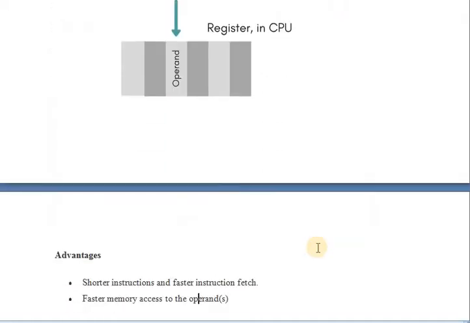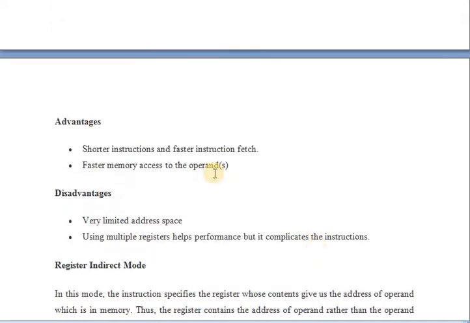Now next we will see the advantages. Short instructions and faster instruction fetch. Faster memory access to the operands. Disadvantages: very limited address space. Using multiple registers helps performance, but it complicates the instruction. These are some of the advantages and disadvantages of the register mode.